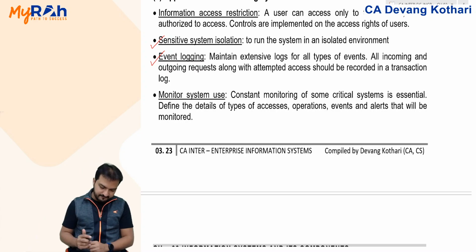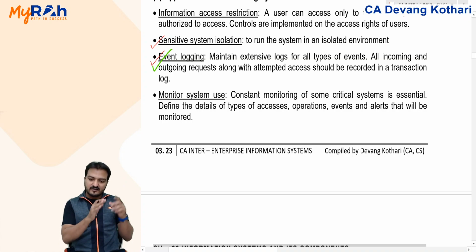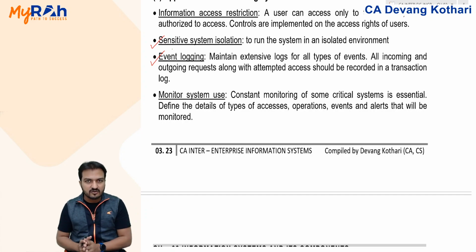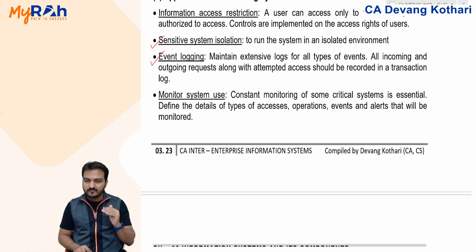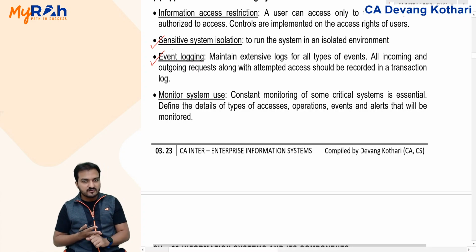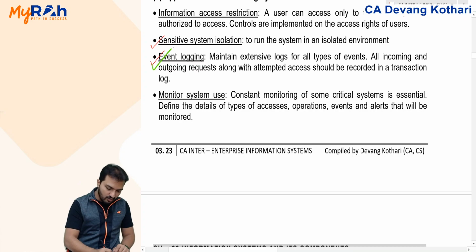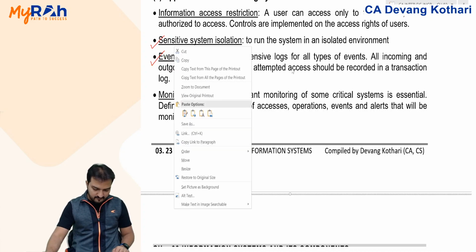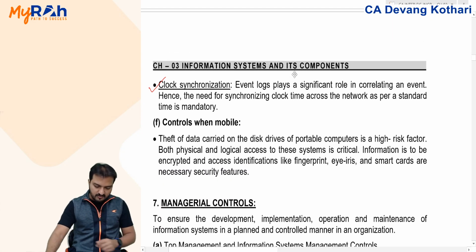Isolated computer. Event logging. Remember, log means history recorded. Event logging means that whatever transactions are done in your computer, all that transaction history should be recorded in the log. It will contain who entered the transaction, at what time he entered the transaction, and with whose approval he entered the transaction. All these things will be written in the log. That is your logging. Anyways, these are all your logical access controls.